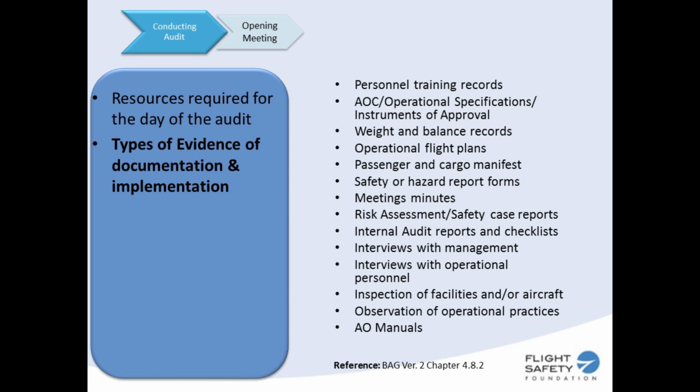This can be things like training records, formal documents like your AOC and op specs, weight and balance records, flight plans, passenger and cargo manifests, any safety or hazard reports that have been generated, minutes of meetings, risk assessments or safety case reports, any internal audits or third-party audits that have been carried out on your organisation.